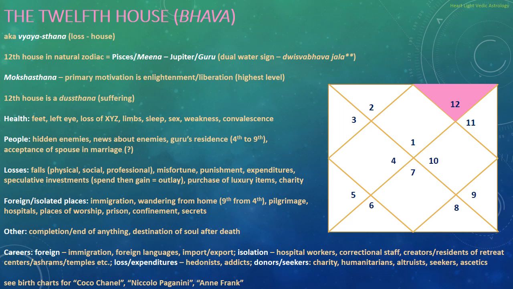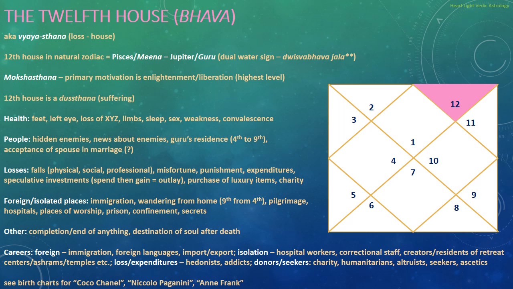Okay. Now, the 12th house is also considered a dushtana, so a house of suffering. And the other dushtanas are the 3rd house, 6th house, 8th house, and 12th house. So those 4 houses, 3, 6, 8, and 12, are considered to be, quote unquote, negative houses. They don't always have to be, depending on the context and placement of things. But yeah, the 12th house is included in that list of dushtanas.